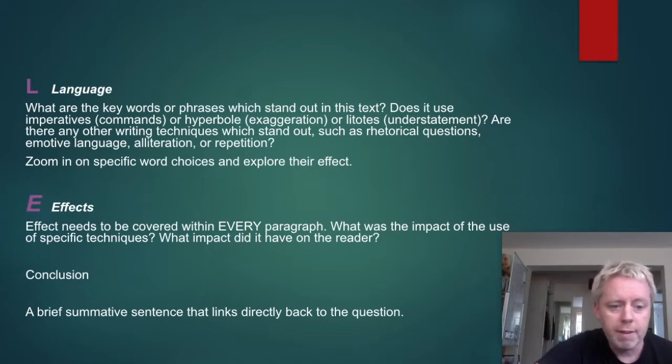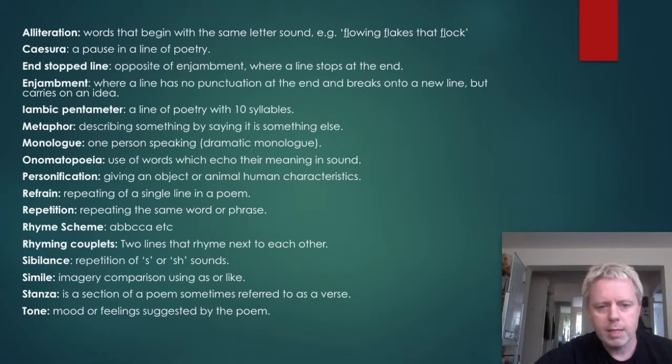And the E, finally, effects. This isn't a separate paragraph on its own, but you incorporate this into every paragraph. What was the impact of the use of specific techniques? What impact did it have on the reader, etc.? And you can have a brief conclusion, a summative sentence that links directly back to the question. Okay, here's a page that you can just, if you're on your mobiles, screenshot. A few poetic devices that you need to familiarise yourself with, and they'll help you not only in the anthology question, but in the unseen poetry section as well.